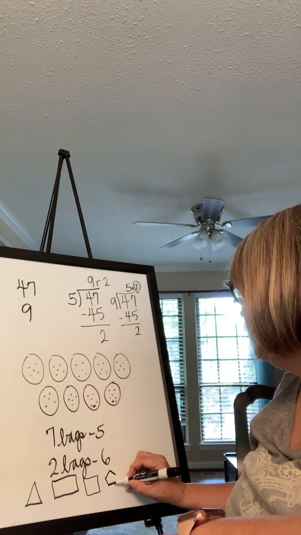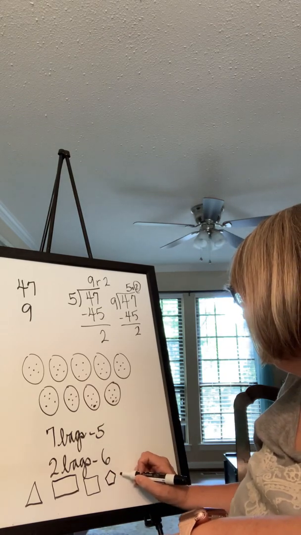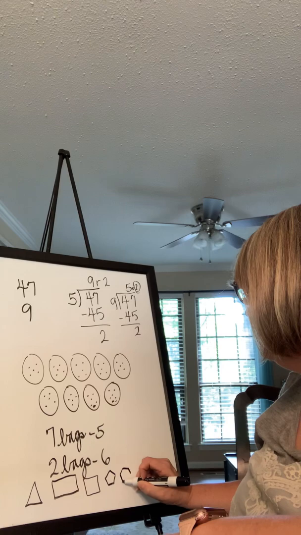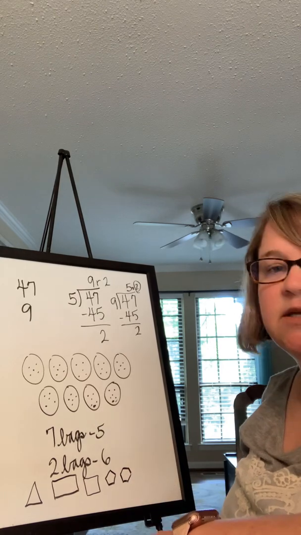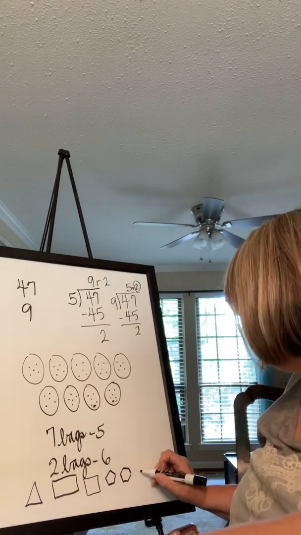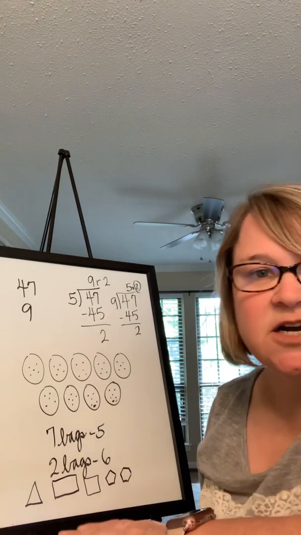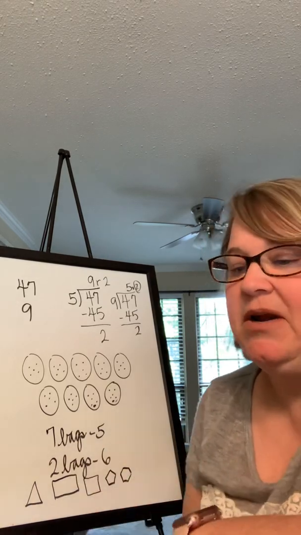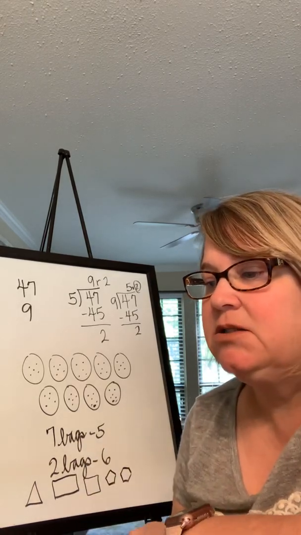5-sided, pentagon. 6-sided, hexagon. 8-sided is octagon. I don't think you need to know that, but I think you know. 8-sided is octagon.